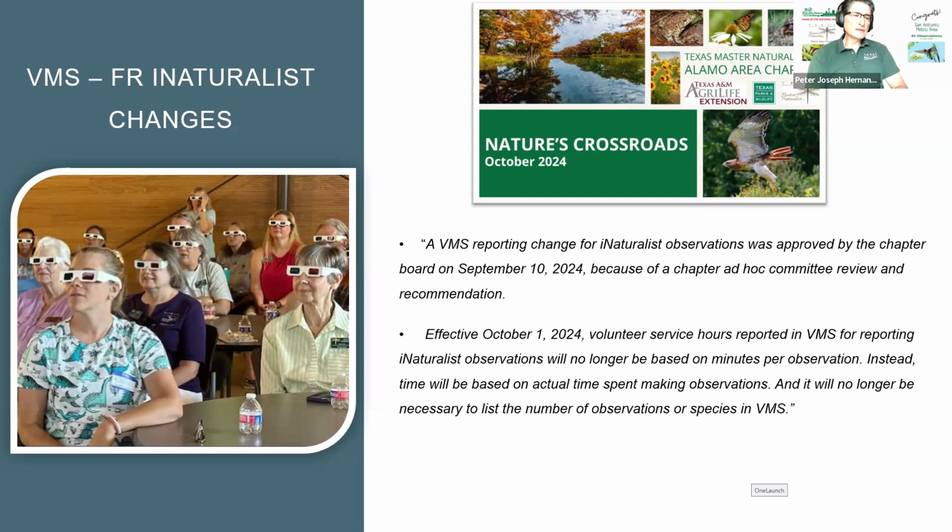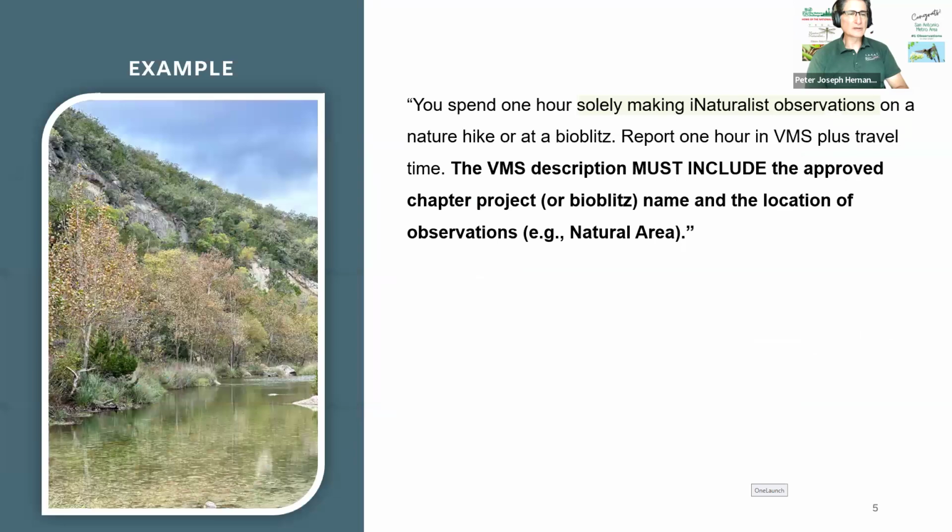So if you missed it and didn't see it, this is basically what it said. Effective October 1st, volunteer service hours reported in VMS for reporting iNaturalist observations will no longer be based on minutes per observation. Instead, time will be based on actual time spent making observations, and it will no longer be necessary to list the number of observations or species in VMS. Ooh, so that's a big change on what we've been doing for the last couple of years, I believe. And so we are basing it on your time spent out there, not looking at observations or species.